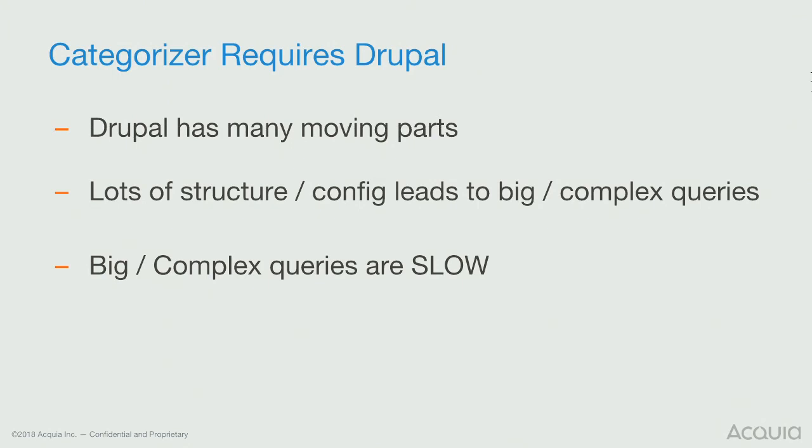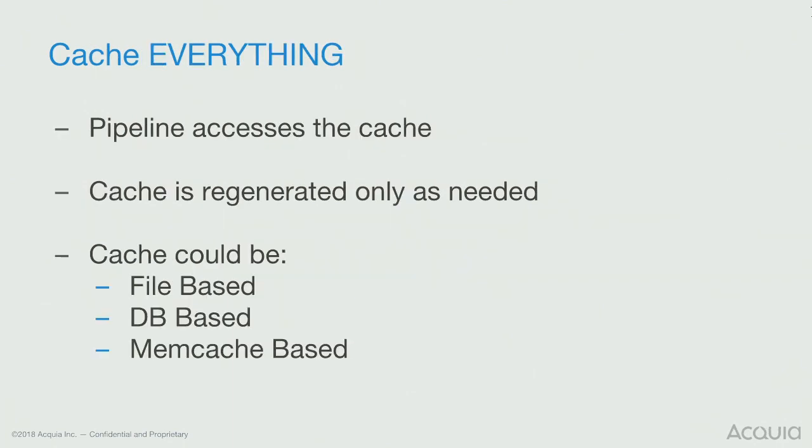Because getting all of the data out that we need for the actual categorization, there's no way that Drupal's gonna be able to provide that data fast enough to keep the pipeline moving. So what we do in this case is we actually cache everything from the Drupal side and make it available to the pipeline. We only regenerate that cache when structural elements change, which could be very rapidly for a day or two if they're installing new signs, and then it might not change again for 2 months. That cache could be file-based. It could be database or memcache-based. Really, it doesn't matter what it is as long as you don't have to directly bootstrap and integrate with Drupal every time you're trying to run through the pipeline.